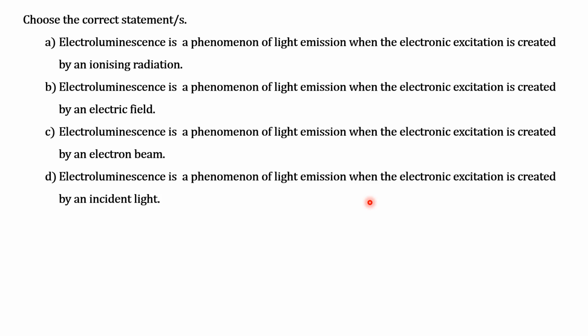Option B. Electroluminescence is when there is light emission because excitation takes place due to an electric field. So the answer is option B.